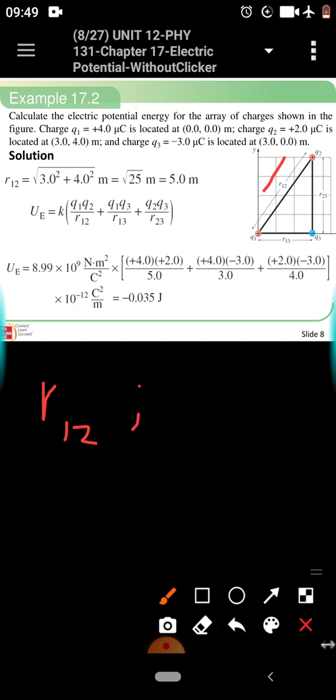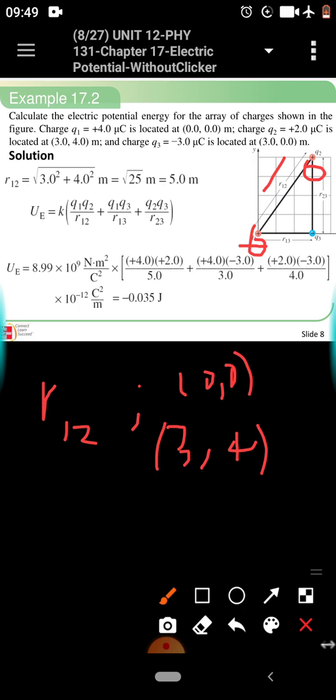So here we have 0, 0, which is here, and then we have the position at Q2. So the position at Q2 will be 3, 4. Now remember the formula for distance, because we want to find the distance, which is R12.